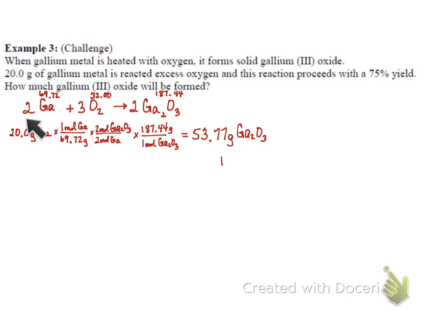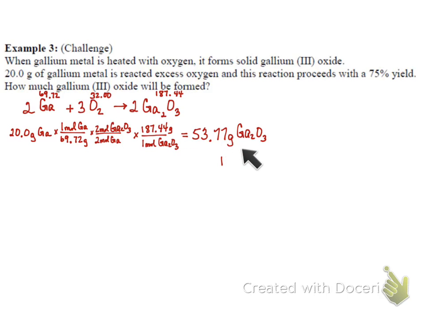So here we're told that 20 grams of gallium is reacted, and here we're given the percent yield, so we're not going to calculate the percent yield, and then we are asked to calculate how much gallium 3 oxide will actually be formed. So we're going to calculate the actual yield. However, the first step is to calculate the theoretical yield. We're given the amount of reactant that we're going to start with. So stoichiometry problem, starting with 20 grams of gallium, convert to moles, mole to mole ratio, back to grams of the product.